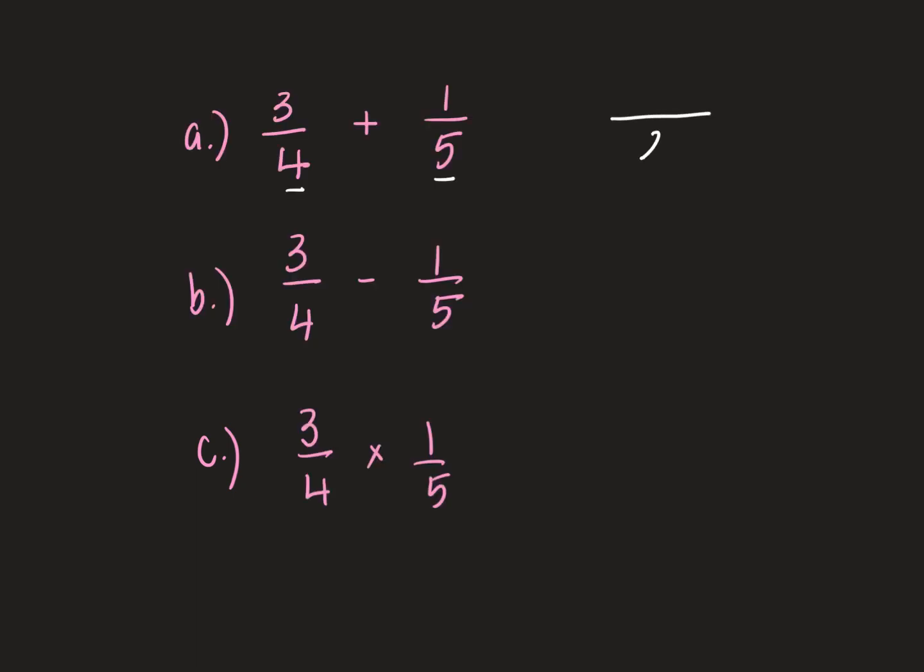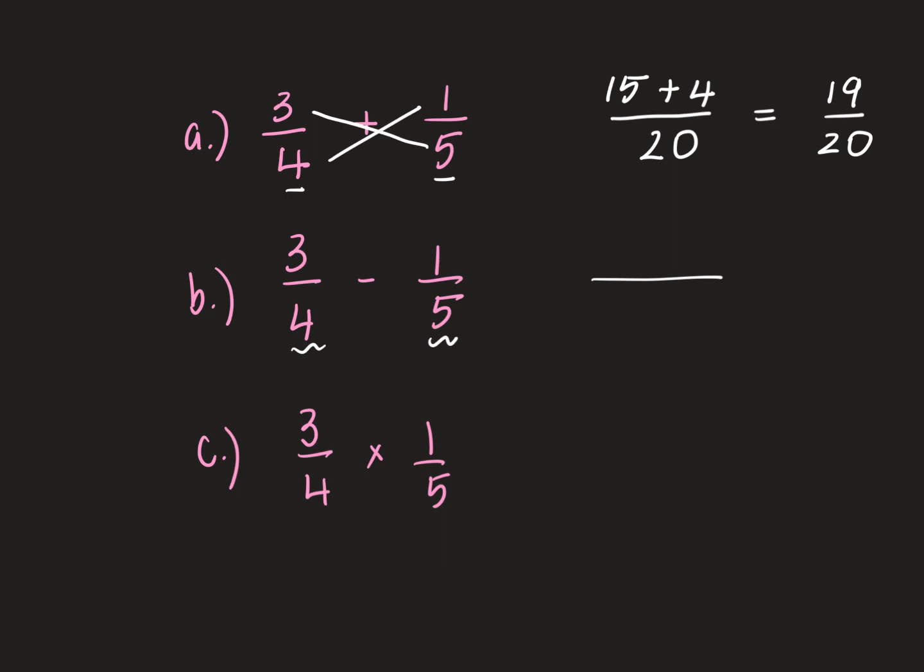Okay, first one, we're adding fractions, so the denominators have to be the same. They are not the same, so I'm going to make them the same. 4 times 5 is 20. 20 is my new denominator. Then I'm going that times that, 3 times 5 is 15. 1 times 4 is 4, and it's addition, so it's going to be 19/20.